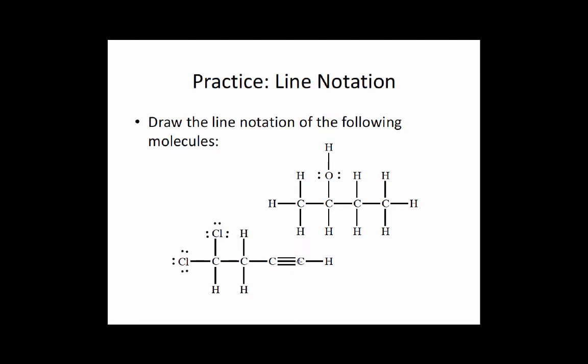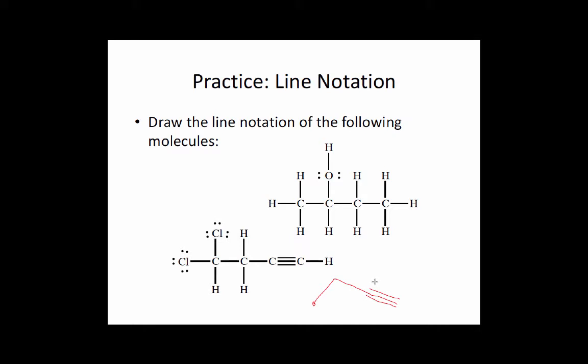I have 4 carbons in a row here. So I'm going to start with my 1 carbon right here, 2, 3, and then I have a triple bond. So between 3 and 4, I'm going to draw this triple bond. Okay, notice that's a straight line. That's because triple bonds force it to be in a straight line.